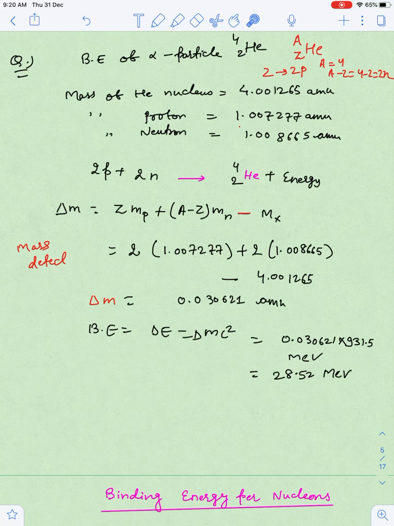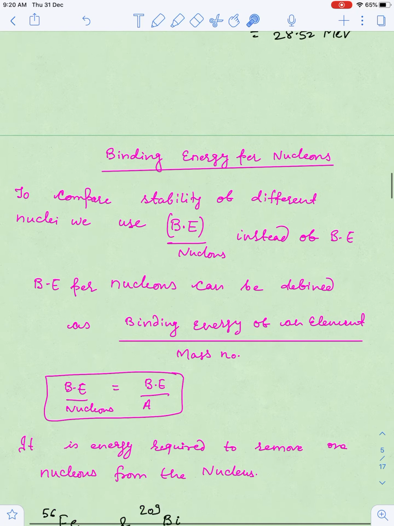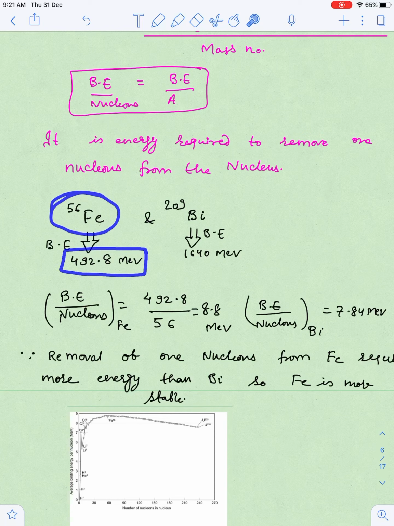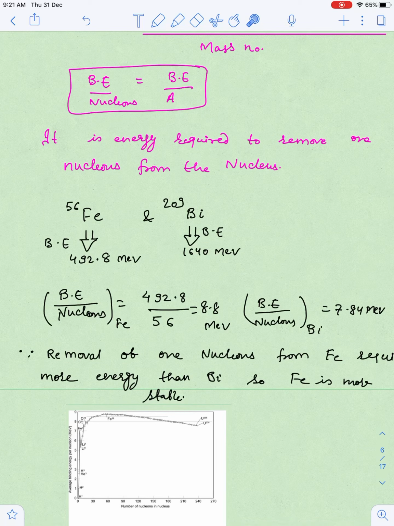Now first of all I would like to ask you one question, and then I will discuss binding energy per nucleon. Suppose this is an iron nucleus where binding energy is 492.8 million electron volt, and this is bismuth where binding energy is 1640 million electron volt. What comes to your mind? That bismuth is more stable, because to break the nucleus of bismuth you have to provide 1640 million electron volt of energy, and iron is less stable.